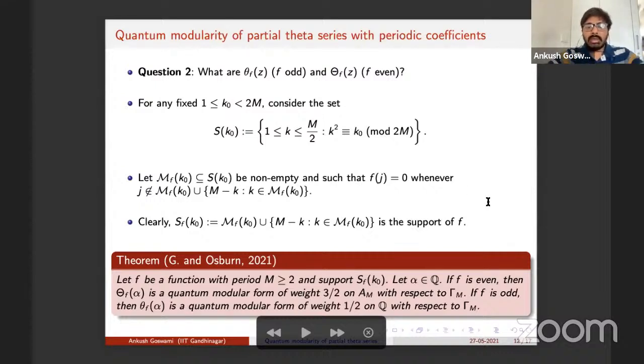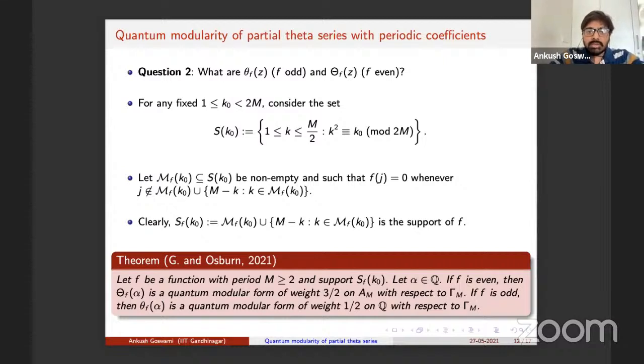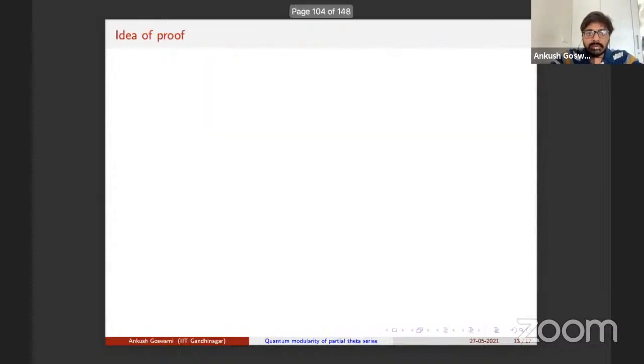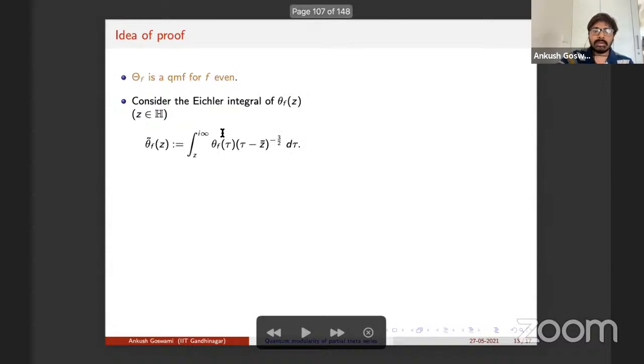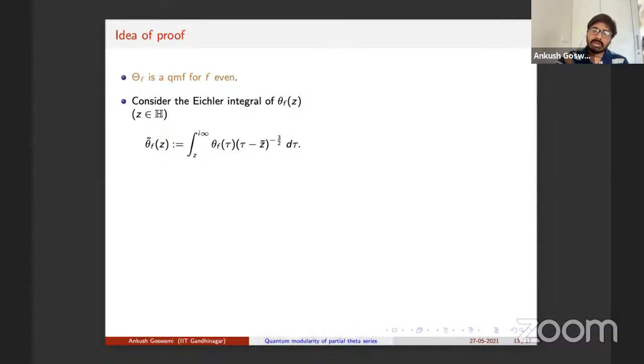So let me now give you a brief sketch of the proof of this result. Let me just give you the idea of the proof. For f even, we have to show that capital theta sub f is a quantum modular form. So what you do is you consider the Eichler integral of the small theta sub f function, where z is in the upper half plane. We denote it by theta sub f tilde of z, which is defined to be the integral going from z to i infinity of theta sub f of tau times tau minus z bar to the power of minus 3/2 d tau. So this is basically the Eichler integral that I was talking about.